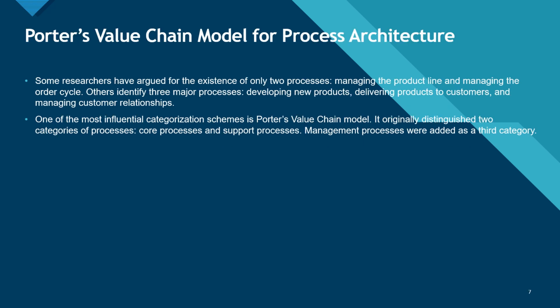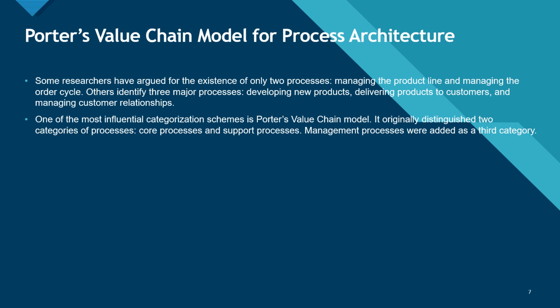This is the value chain model, known as Porter's value chain model, for process architecture, which is divided into three different processes: the management process, core process, and support process. Some researchers in the past said that there are only two processes, managing the product line and managing the order cycle, and others identified three major processes: developing new products, delivering products to customers, and managing customer relationships.